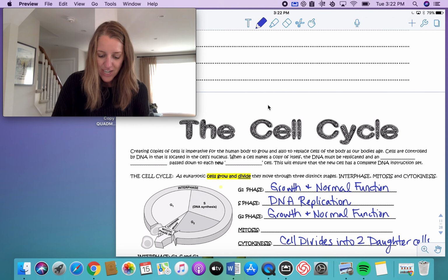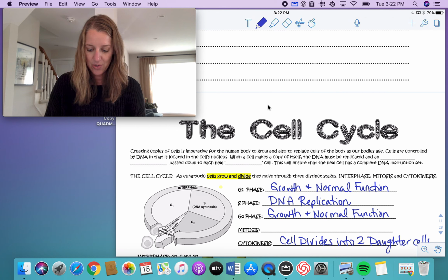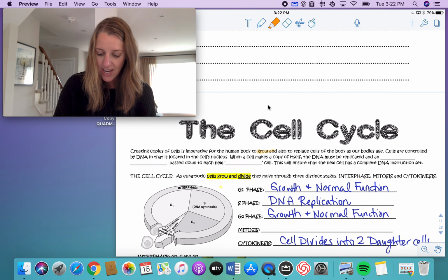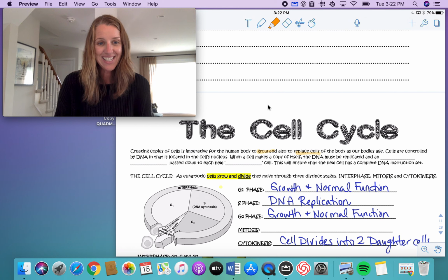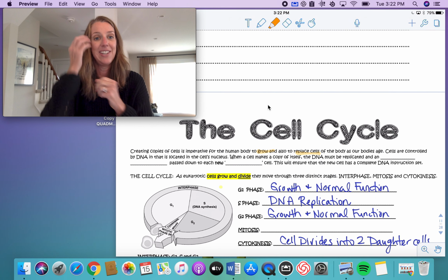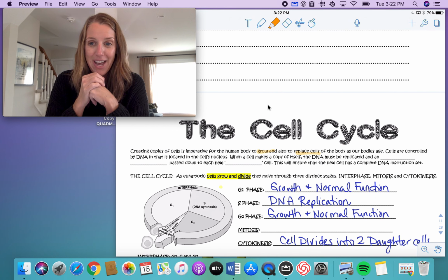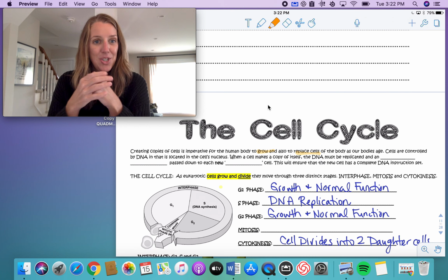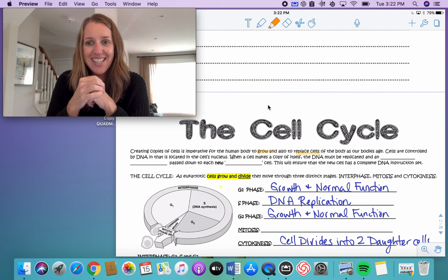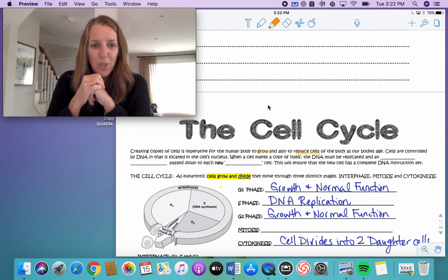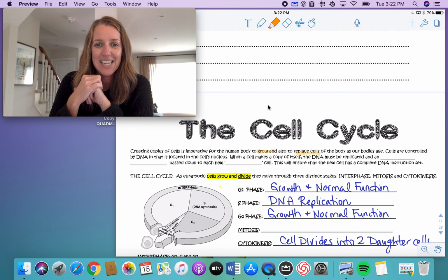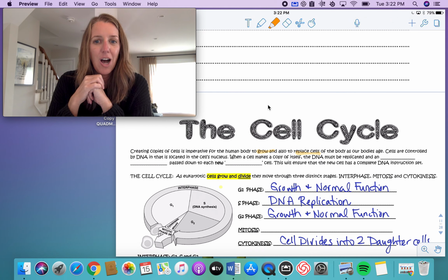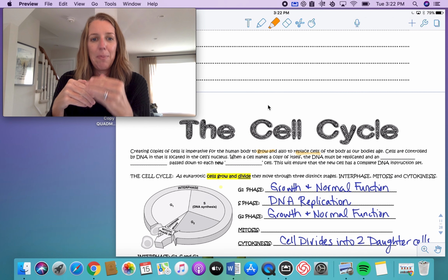All right, creating copies of a cell is important. Why? It's important for growth. It's important for repair, right? Cells need to make new cells every now and again. Happens all the time, actually. And that happens as your body gets older, as it ages. Cells are controlled by the DNA that's located in the cell's nucleus. And when a cell makes a copy of itself, the DNA must be replicated.